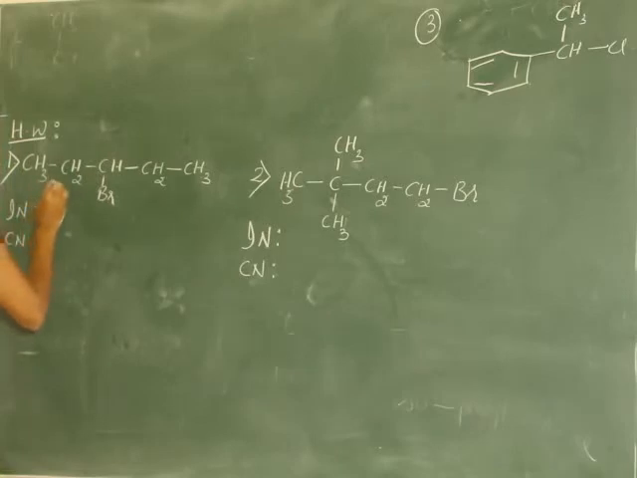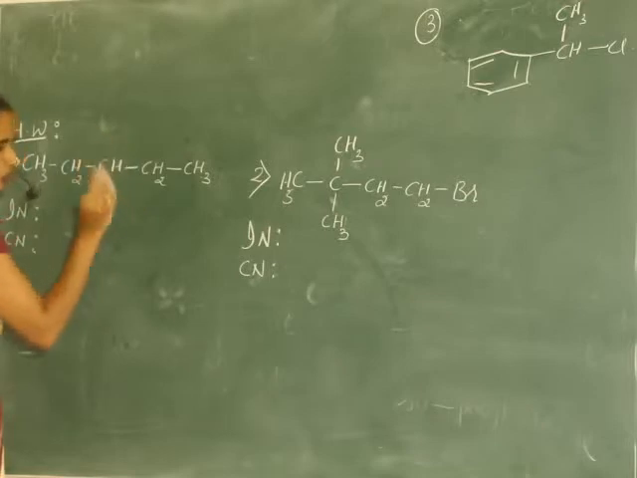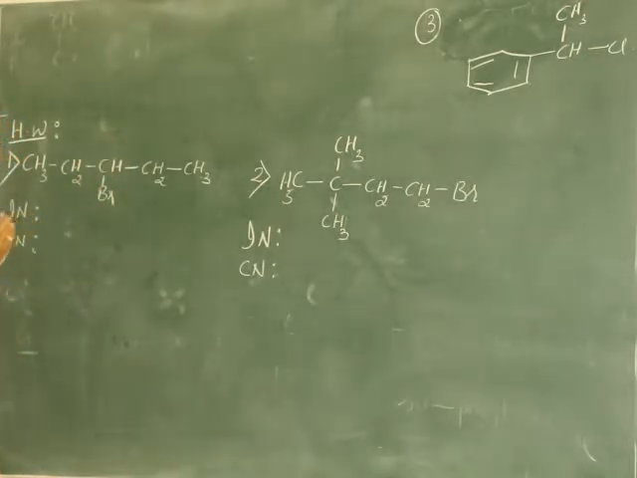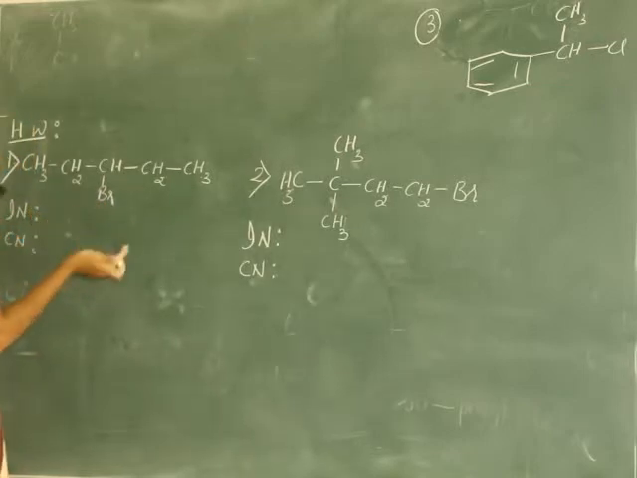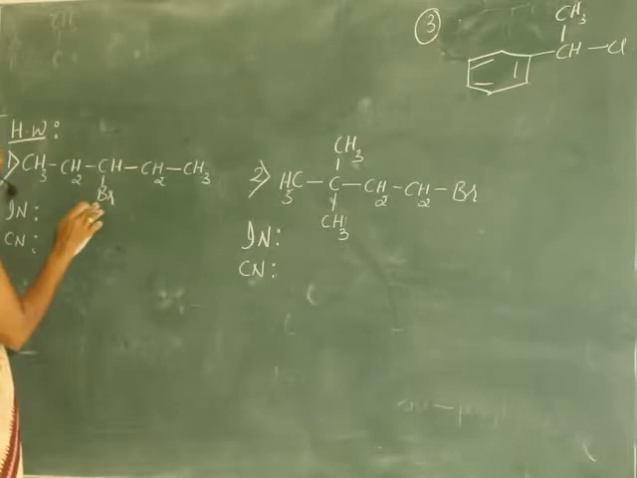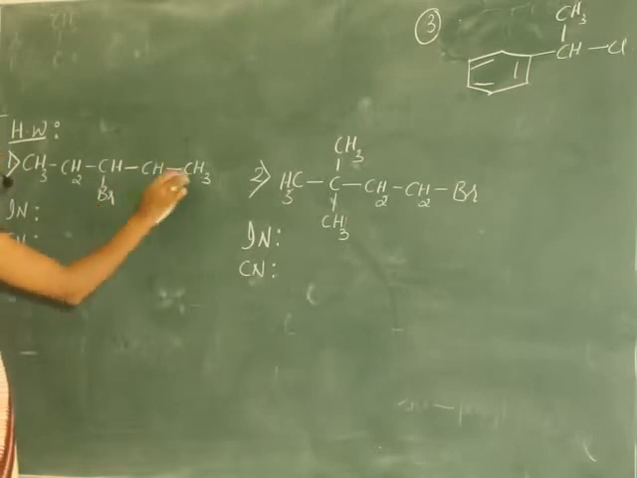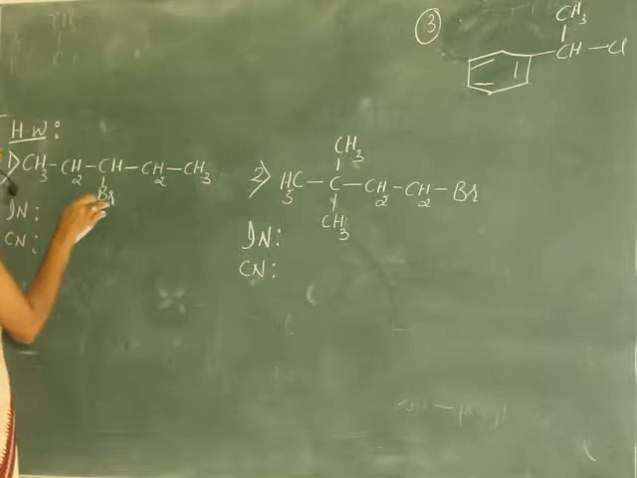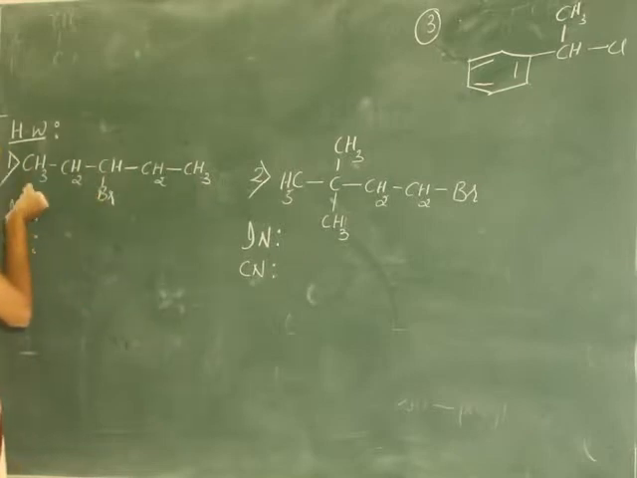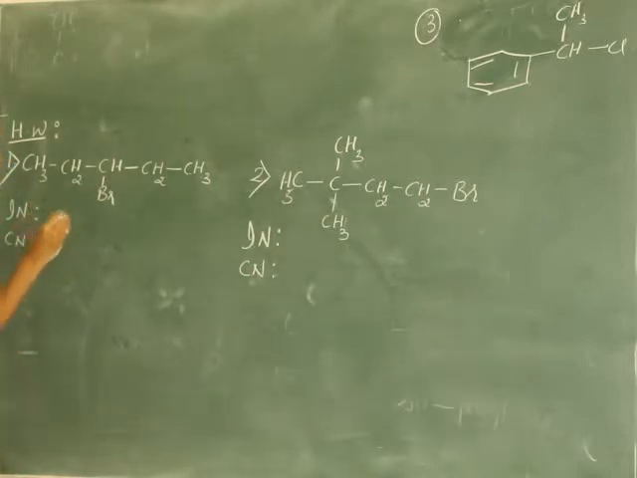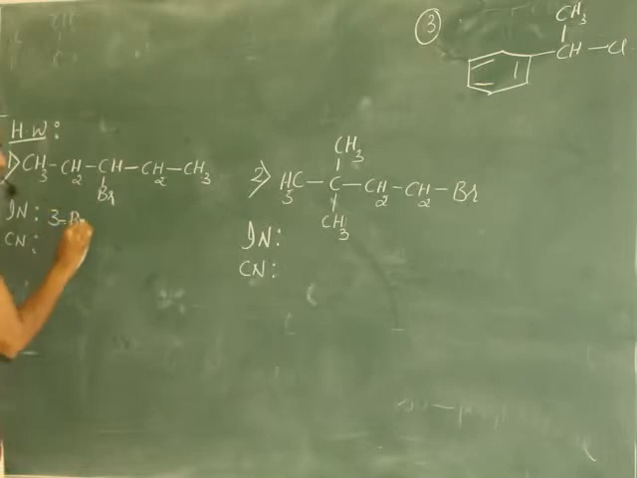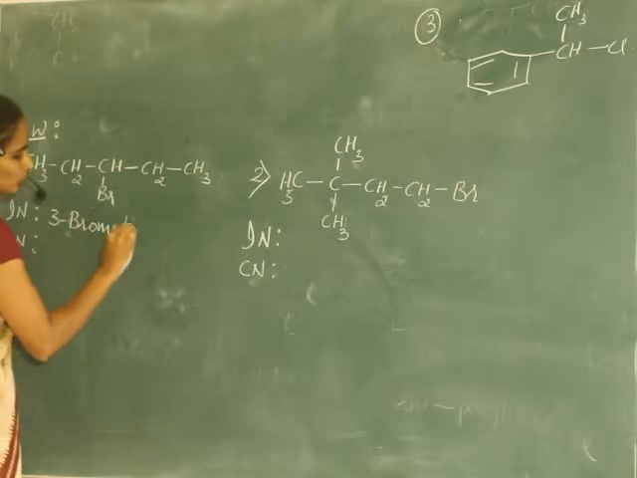So here CH3, CH2, CH, CH2, CH3, with bromine. How many carbon atoms are there? 1, 2, 3, 4, 5. 5 carbon atoms are there. As the parent compound, it is pentane. At what position is the bromine attached? 1, 2, 3, third position. From this side or from this side it is one and the same. Hence, the IUPAC name of this compound is 3-bromopentane.